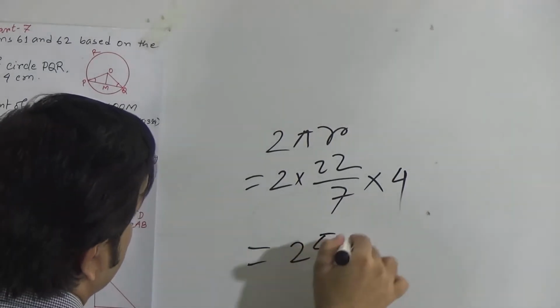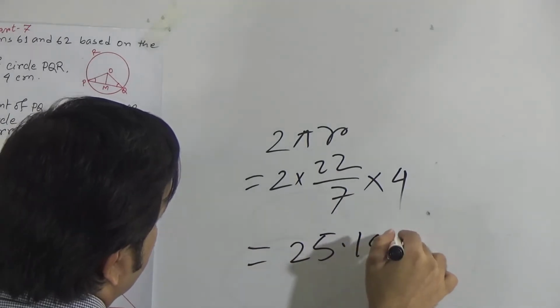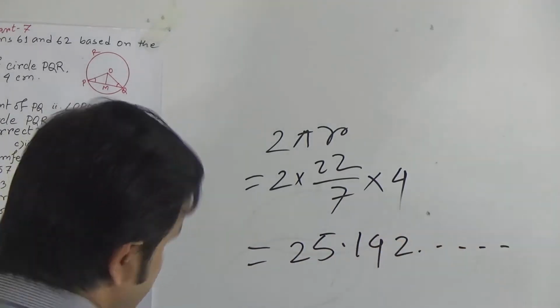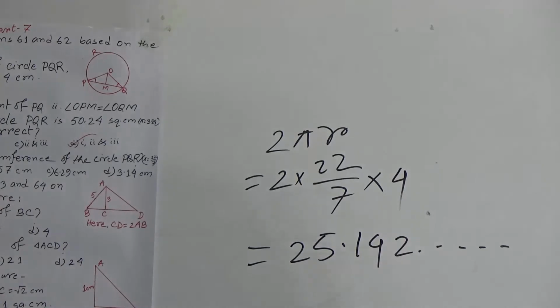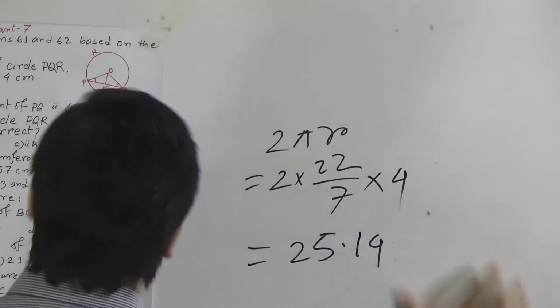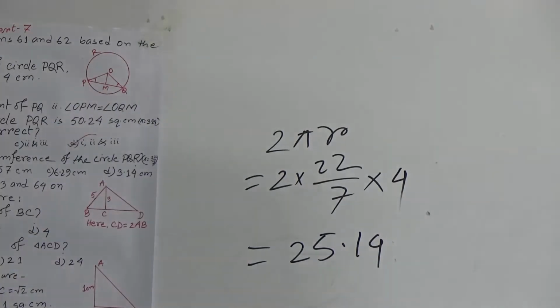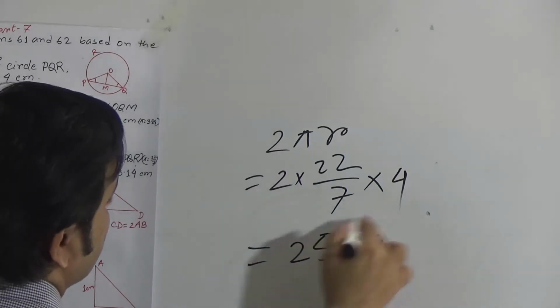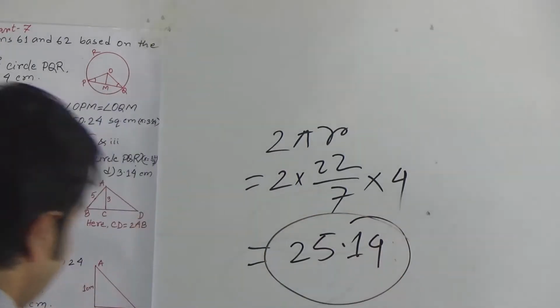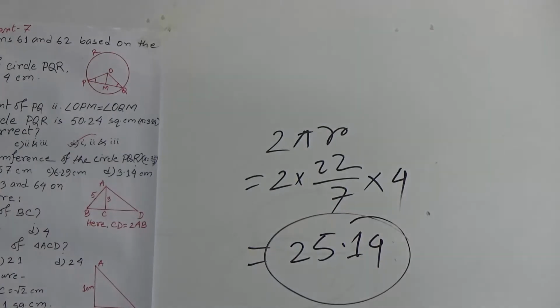25.14. And then to this you will get a decimal fraction. We just need to take two digits after the decimal. So this should be 25.14. So we can say our required answer for question 62 is A.